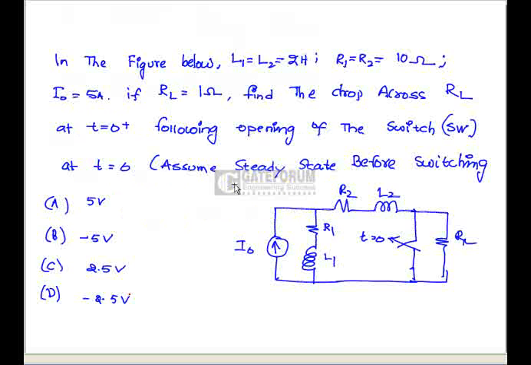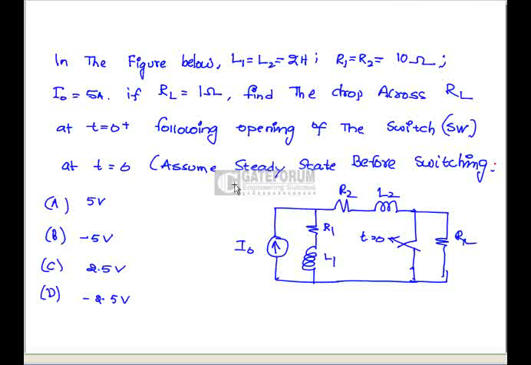Question: in the figure below, L1 equals L2 equals 2 henries, R1 equals R2 equals 10 ohms, I0 equals 5 amps. If RL equals 1 ohm, find the drop across the RL at t equals 0 plus, following the opening of the switch at t equals 0. Assume steady state before switching.